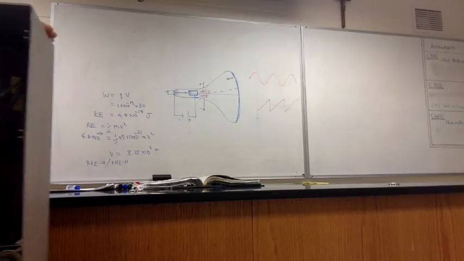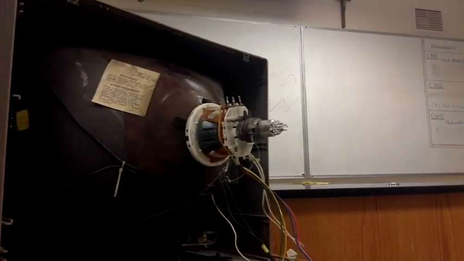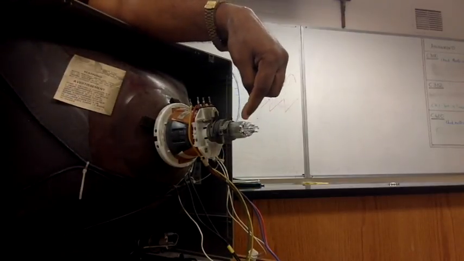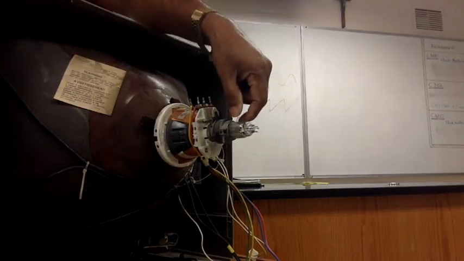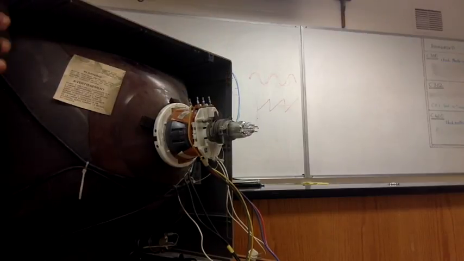There you go. That's better. So that is the electron gun assembly. This is where the electron is created, and the electron is accelerated to the anode of the tube and the screen. So this is a deflection coil.